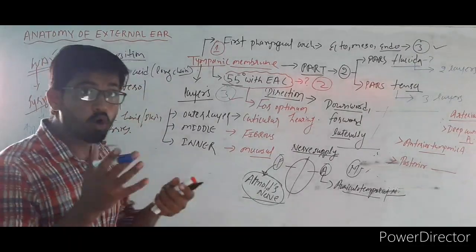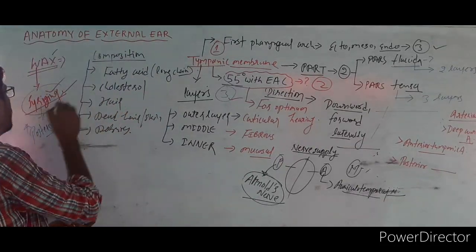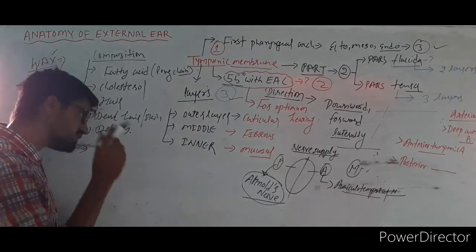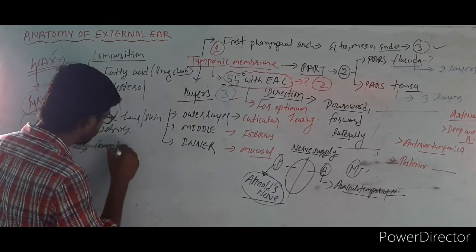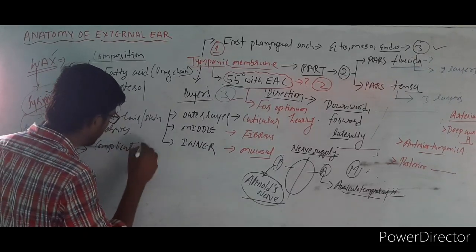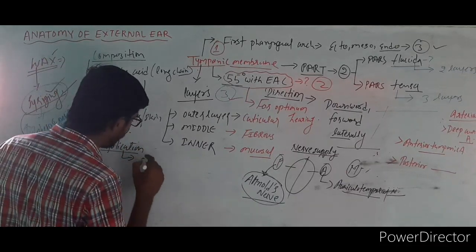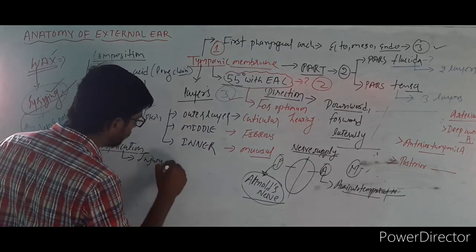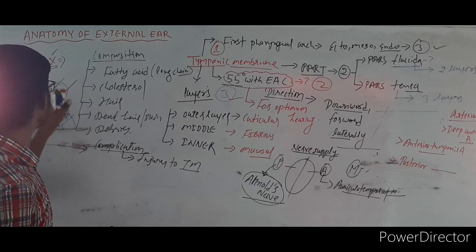What is the complication of syringing? This is not useful for first year, but it is very useful for the pre-final year. It can damage the tympanic membrane. Any trauma or injury to the tympanic membrane can occur when we remove wax by syringing.